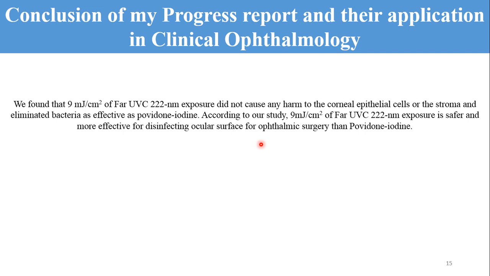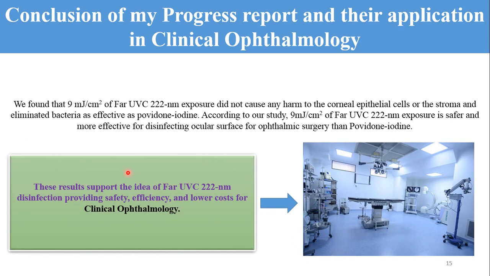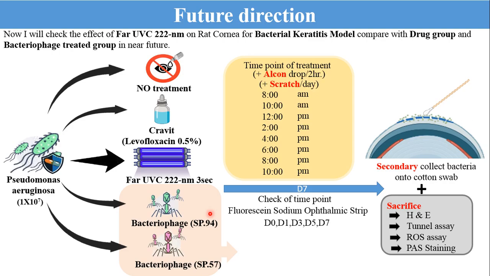We found that if we use 9 millijoules per centimeter square of far-UVC 222 nanometer exposure, it will not cause any harm to the cornea epithelium cells or stroma, and it eliminates bacteria as effectively as iodine. According to our study, this exposure is safer and no less effective for disinfecting the ocular surface for ophthalmic surgeries than iodine. So this result supports the idea of far-UVC 222 nanometer disinfection providing safety, efficiency and lower cost for clinical ophthalmology. So this is the future study direction.